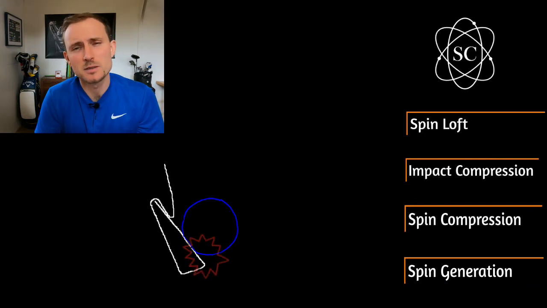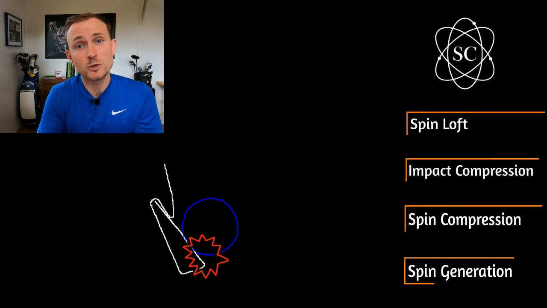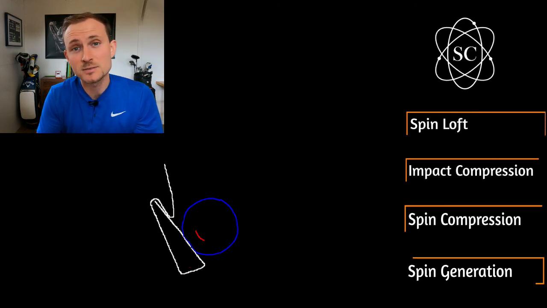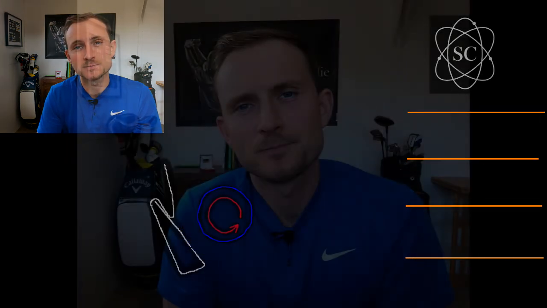Now the bottom part of the ball slips first. This is because there is less pressure between the club face and the ball at the bottom compared to the top. This slipping results in the stored energy from the spin compression being released, generating backspin. And this is how spin is generated in a golf shot. So hopefully all of that made sense.